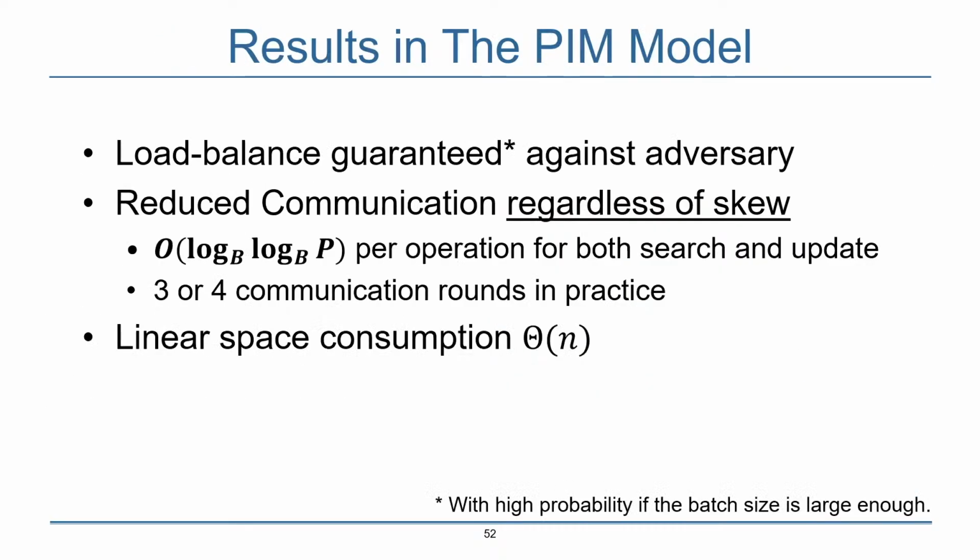OK, I'll move on. What we get at the end after all these structures is load balance, and it's guaranteed against adversary workload as long as the adversary does not know our random choice in the skip list. And we reduce the communication regardless of skew. So it's log_B P per operation for search and update, including inserts and deletes. It's usually 3 or 4 communication rounds in practice, because P is a hardware parameter, the number of memory modules we have in the system. And we remain linear space.